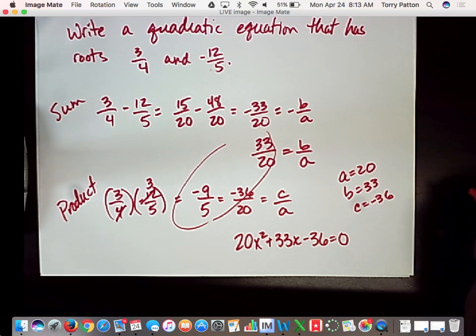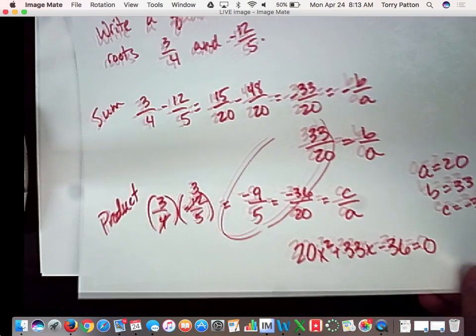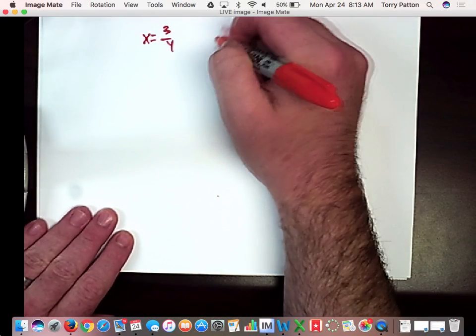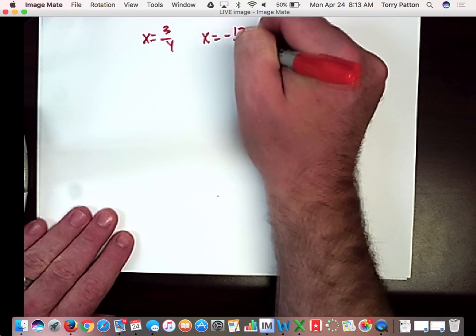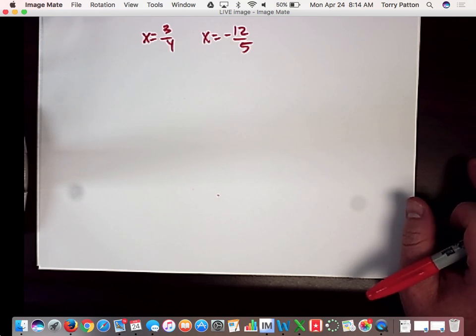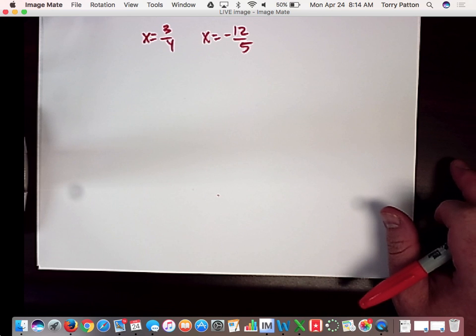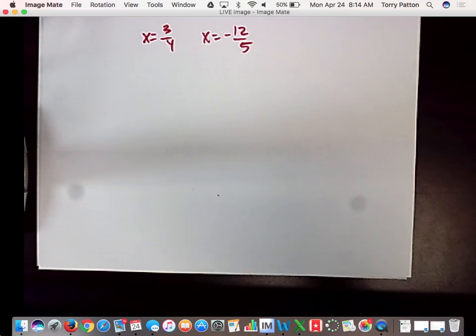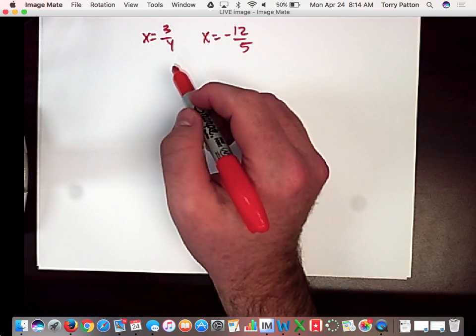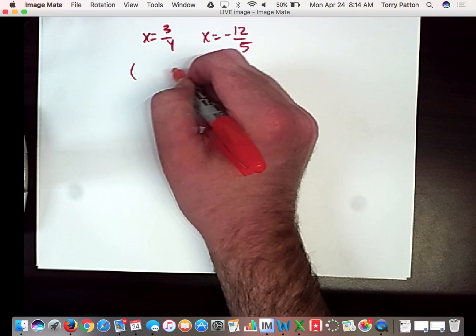Now, personally, I don't like this method. To me, it's easier if you know you have x equals 3/4 and x equals negative 12/5. So if x equals 3/4 was a 0, what was the factor that gave you that?